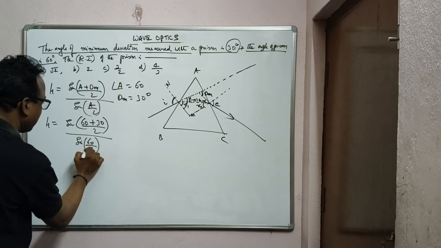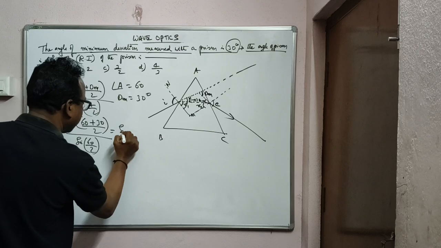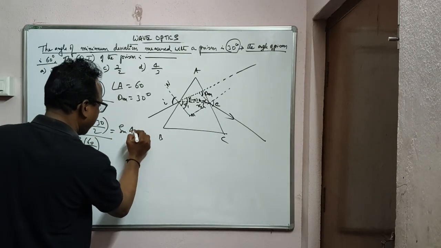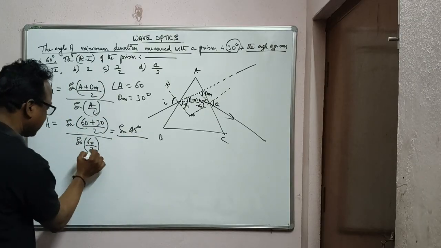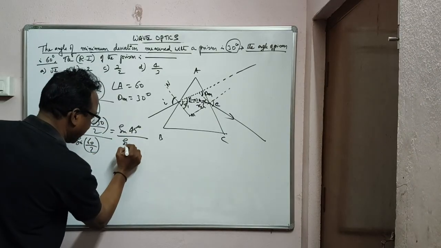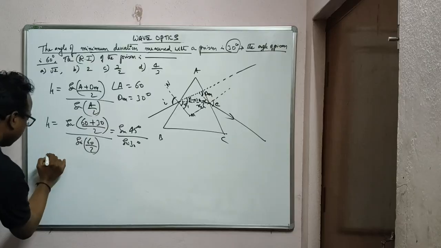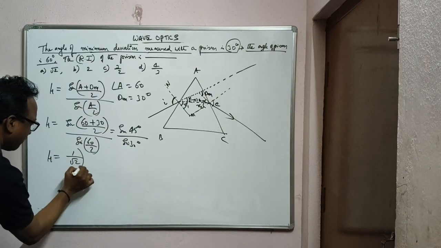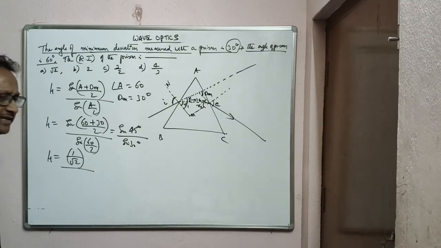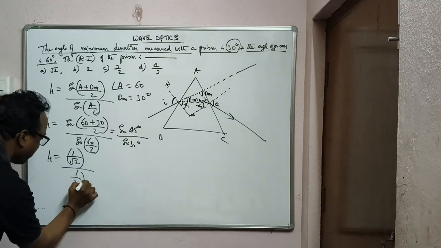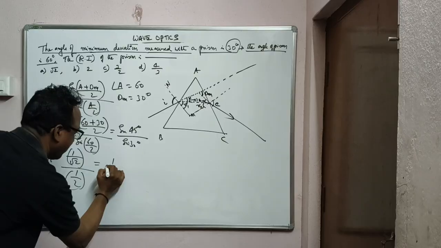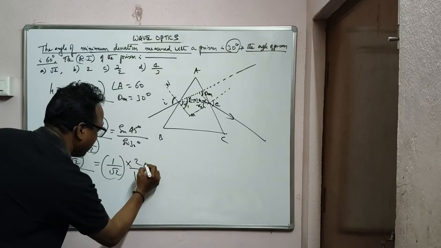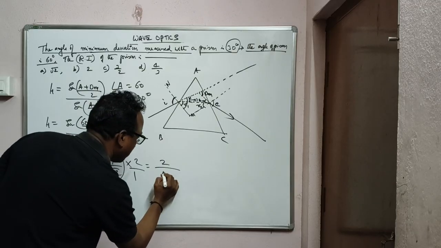So this is equal to sin of (60 plus 30) which is 90, by 2, that is sin 45 degrees, divided by sin of 60 by 2, that is sin 30 degrees. Therefore mu is equal to sin 45, which is 1 by root 2 from your trigonometry table, divided by sin 30, which is half from your table. So that is equal to 1 by root 2 into 2 by 1. That is equal to 2 by root 2.